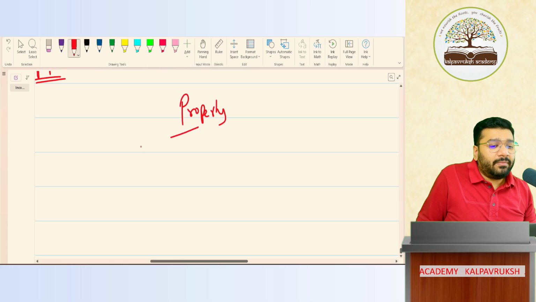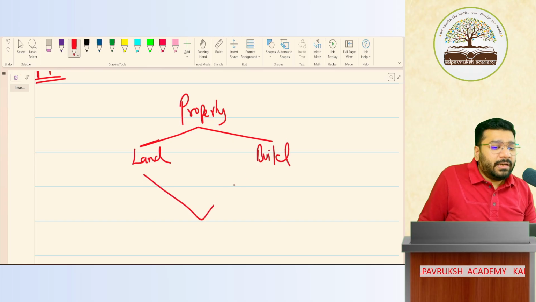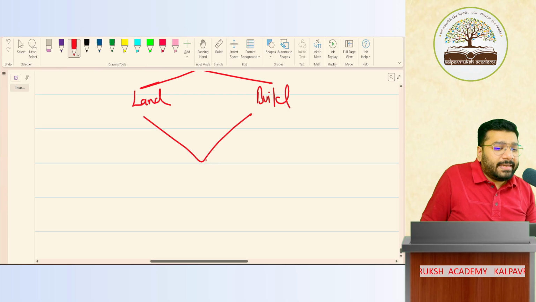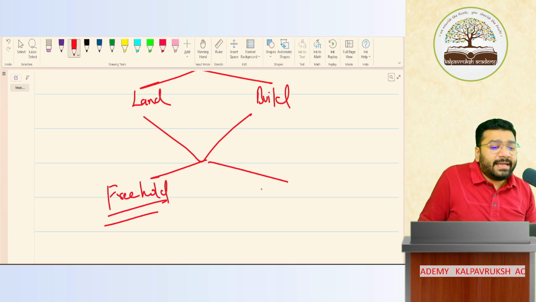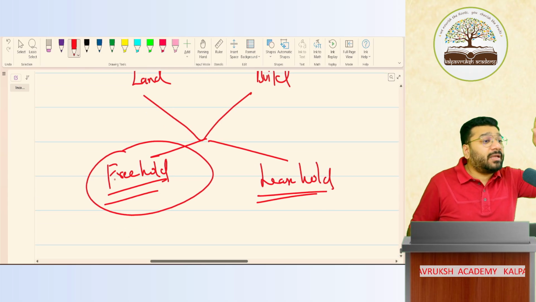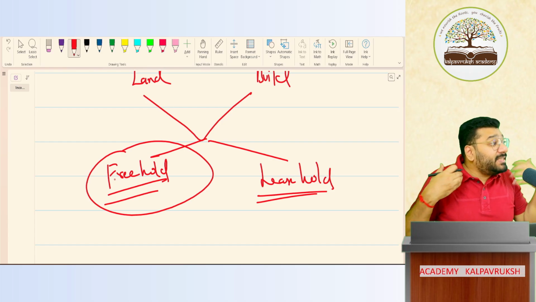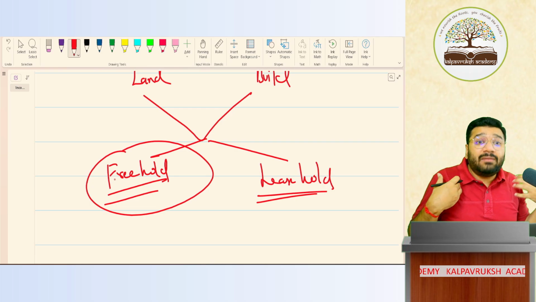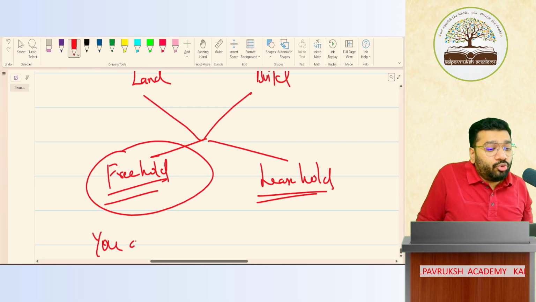Property means either land or building. For example, it can be anything else also. It can be of two types. One is freehold property. Second is leasehold property. Freehold land, freehold building means you have purchased the land and building and registered it in your own name. Then who owns the land and building? You own it. So you are the owner.